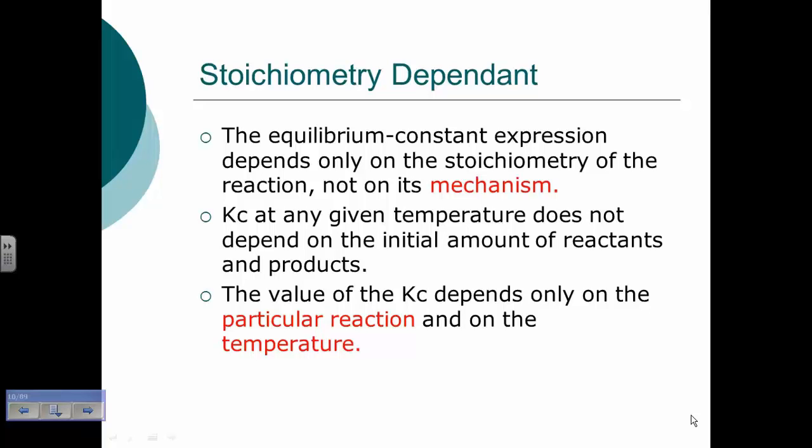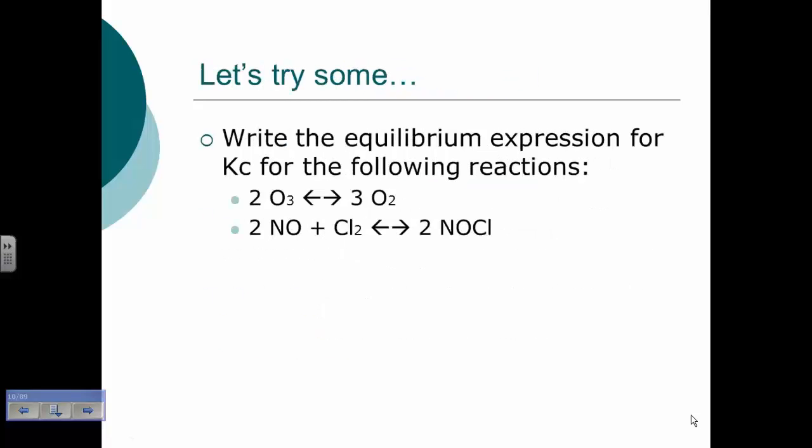Kc at any given temperature does not depend upon the initial amounts of reactants and products. We see that when we drew that graph, we had a high amount of reactants, they got used up. Products begin to form, and somewhere they'll meet and flatline on our graph. The value of Kc really only depends upon the particular reaction and the temperature with which you're running it. Of course, we know that raising temperature changes K constants from the Arrhenius equation in our last kinetics chapter.